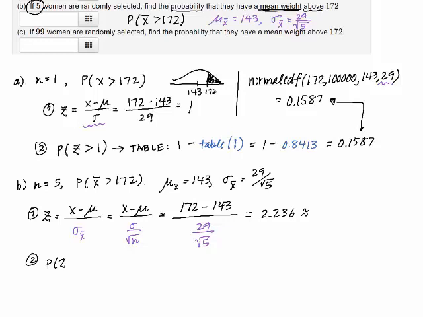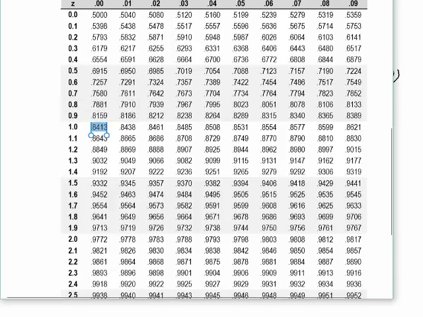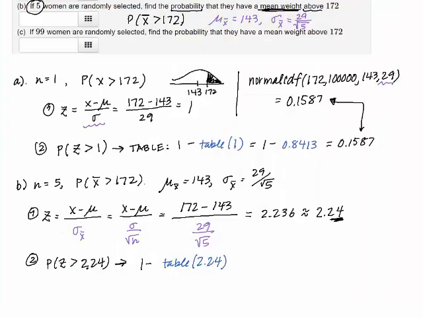We want the probability of z greater than this 2.236, but in the table we only have 2 decimal places, so we have to go to just those 2 decimal places to look it up in the table. And then again, because it's to the right, it would be 1 minus the value we get from the table at positive 2.24. So let's check that out. 2.24. 2.2 is here, and 4. So 0.9875.